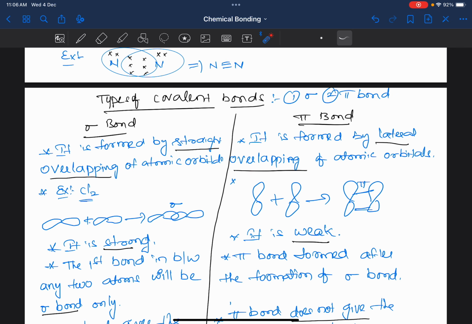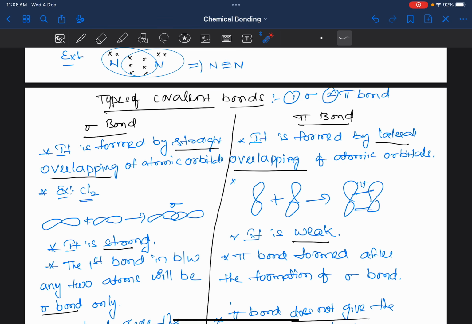Now, here, if two p orbitals are overlapped in straight direction, then in between them a sigma bond is formed. Why? This straight overlapping is very strong. Therefore a sigma bond is formed by the straight overlapping of atomic orbitals. And next, pi bond is formed by lateral overlapping. Diagrammatically we will indicate in this way.